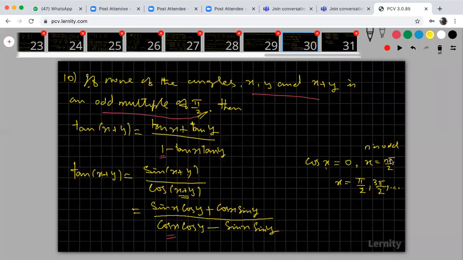What about 2 pi by 2, sir? 2 pi by 2 is not 0. 2 pi by 2 means cos pi, and your cos pi value is minus 1, not equal to 0. So therefore, only for odd multiples of pi by 2, it is 0.